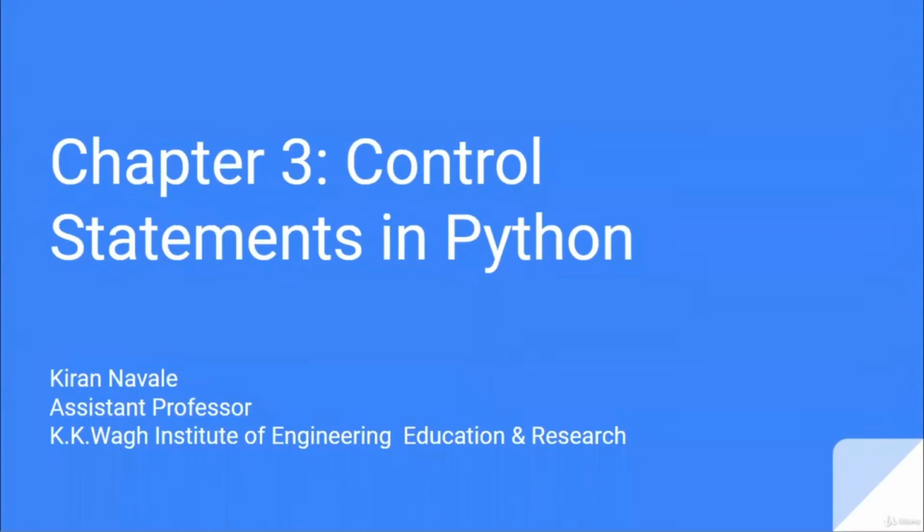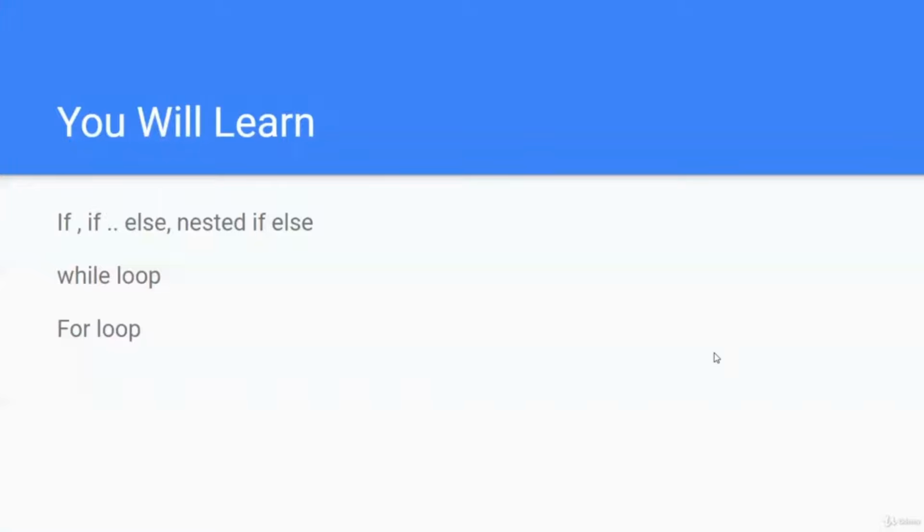Welcome to this chapter 3 of Introduction to Python Programming. In chapter 3, we will understand control statements in Python programming. Here, after completing this module, we will have an understanding of use of if else and nested if else statement. Then we'll take an overview of while control statement, and at the end, we will have an overview of for loop statements. Now, why we use control statements?